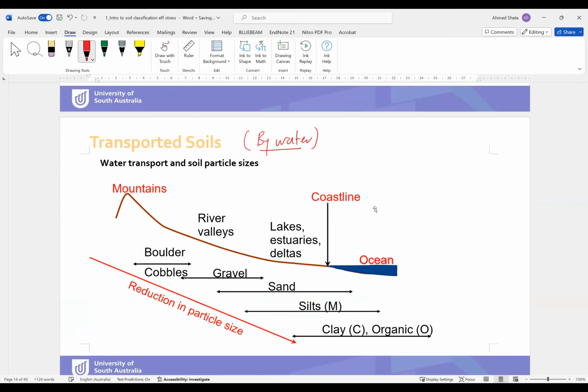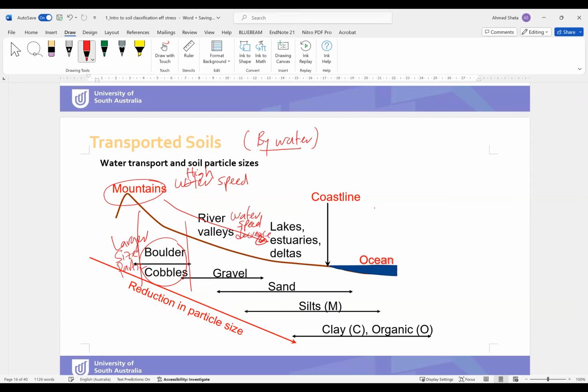So here, if we are on the mountain, the water is flowing in this direction, so the water speed is high on the mountain. That's why in this area, very close to the mountain, we have the larger size of particle. Then when the water moves, due to the obstructions, the water speed decreases.